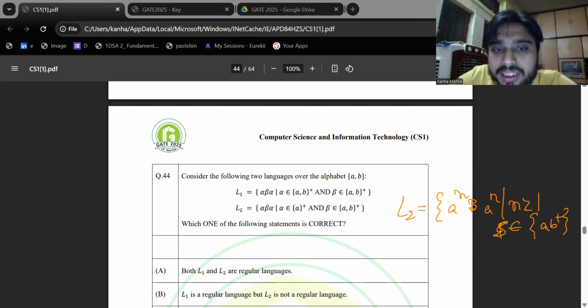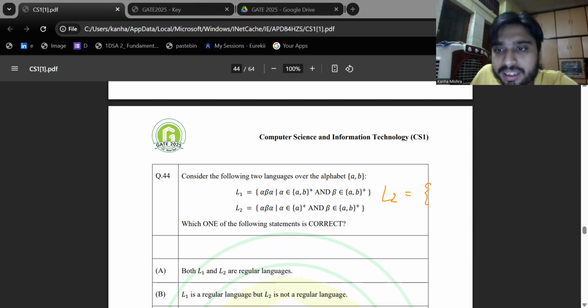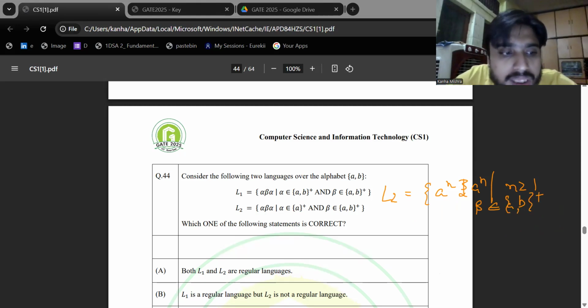Let's look a bit deeper. Let's rewrite this a bit. It indeed looks non-regular initially, but let's go a bit deeper and understand what it is. So L2 is A^n, any random beta string, A^n, where n is greater than or equal to 1, and beta belongs to (A|B)+, a string over A and B. So it looks like we need to match an equal number of A's before and after, because the value of n will be the same in both prefix and suffix.